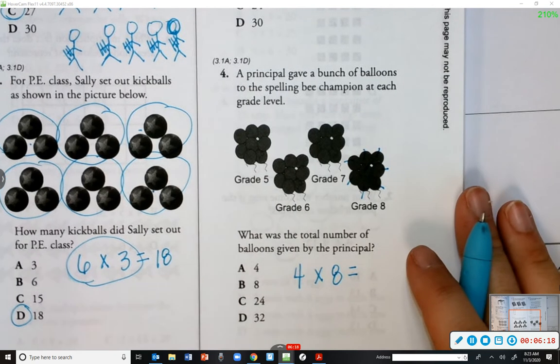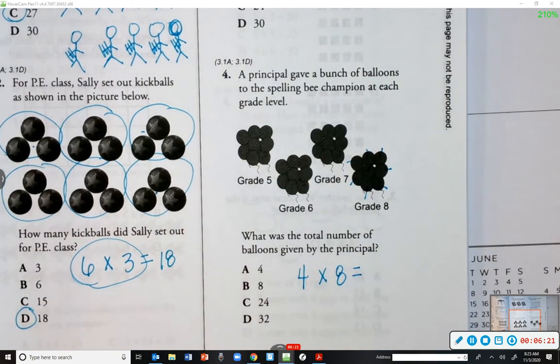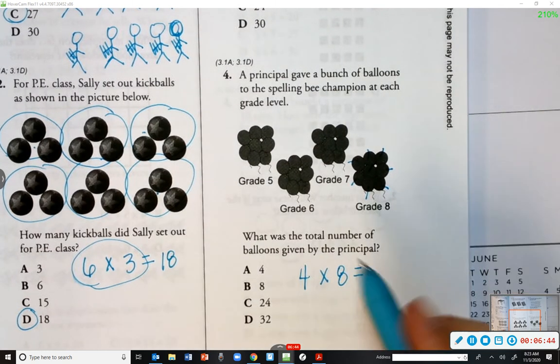Okay? And if I don't know what 4 times 8 is, what could I do? Evangeline? Count all the balloons. Is that what y'all did? No, I didn't do it. Yep. So what'd you do if you didn't count all the balloons? Did you skip count? Yes. Or add? Skip count. So you could have skip counted by 8.